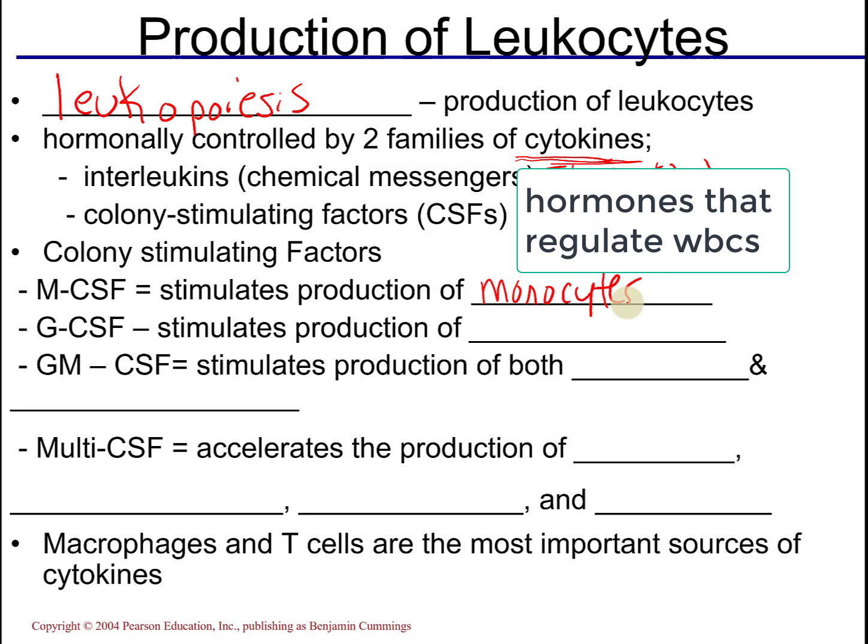Another type of colony stimulating hormone is GCSF, and G stands for granulocytes. So this stimulates the production of granulocytes. And remember that these include white blood cells that have granules in their cytoplasm, such as neutrophils, basophils, and eosinophils. GM-CSF stimulates production of both granulocytes and monocytes.